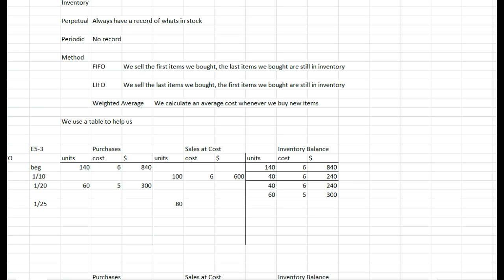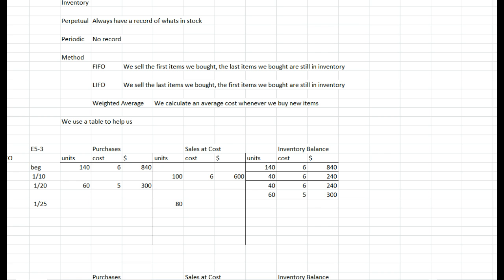And to make it even more interesting, we have three different methods that we can use to track our inventory. We can use first in, first out, or FIFO. In that method, we sell the first items we bought first, and the last items we bought end up in inventory. We could use LIFO, or last in, first out. So we figure we sell the last items we bought, and the first items we bought are still in inventory. Or we could use weighted average. This way we calculate an average cost whenever we buy new items. So that kind of comes up in between.